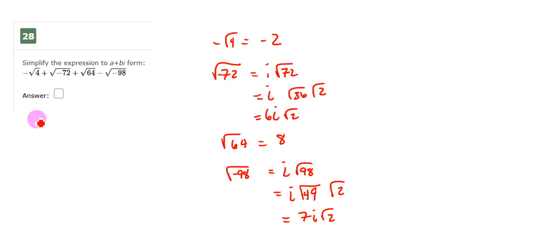So what we have is negative 2 plus 6i square root of 2 plus 8, and then minus 7i square root of 2. So negative 2 plus 8 is 6, and 6i square root of 2 minus 7i square root of 2 is negative 1i square root of 2.